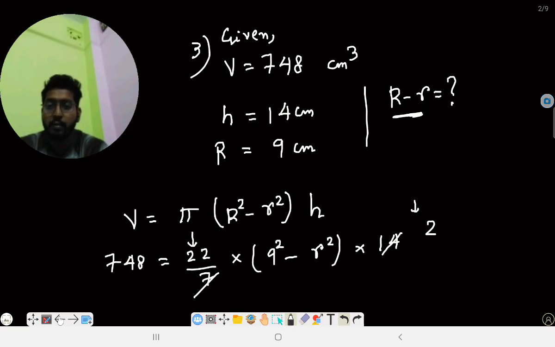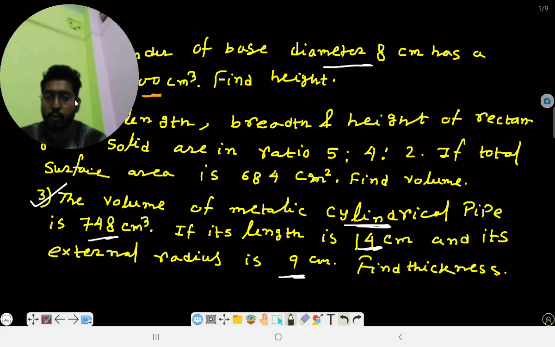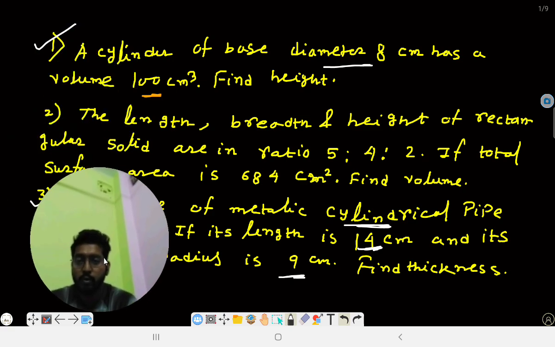Whenever this type of question comes, first you have to write whatever is given. So here V is given, H is given, capital R is given, that means you have to find small r, and from that the thickness means capital R minus small r. So this is a way to solve. Okay, so this is question number 3. Now we'll move to question number 2.